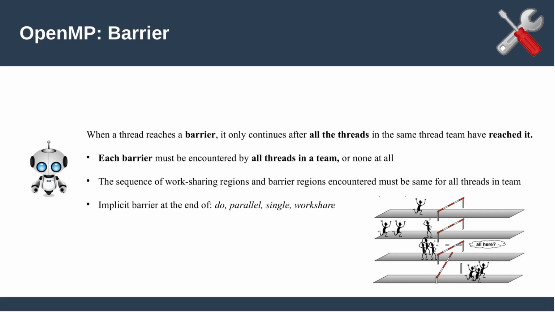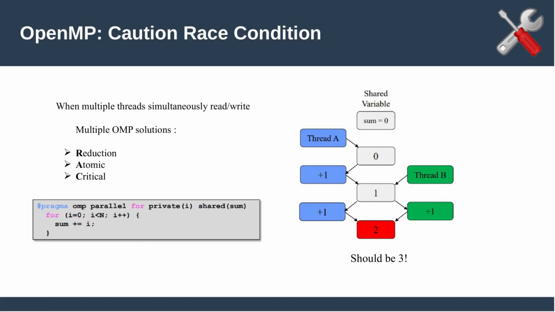In OpenMP, a barrier ensures that all threads in a team reach a synchronization point before any can proceed. Every thread must encounter the barrier, maintaining a consistent sequence of work sharing and barrier regions. Implicit barriers occur at the end of constructs like do, parallel, single, and work share, ensuring orderly execution. Race conditions occur when multiple threads read or write shared data simultaneously, leading to unpredictable results.